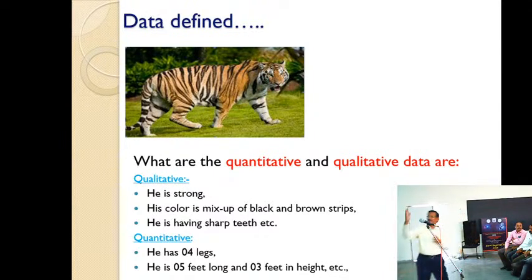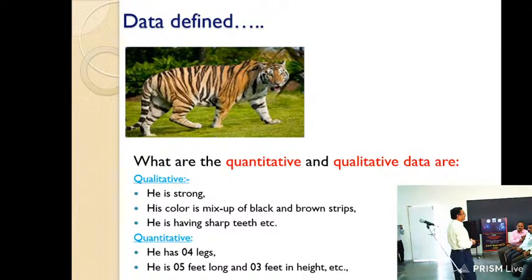Friends, just one simple example. If you look at this particular tiger and make quantitative and qualitative data of this picture, your qualitative data is: strong, his color is a mix of black and brown stripes, has sharp teeth, etc. These are the qualitative data here. The quantitative data are the numeric measurements of that particular thing.